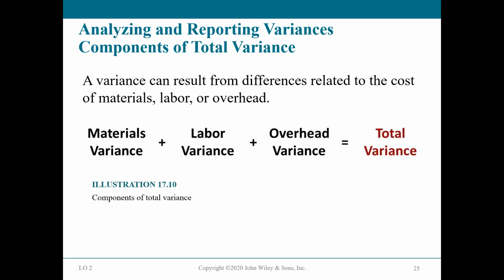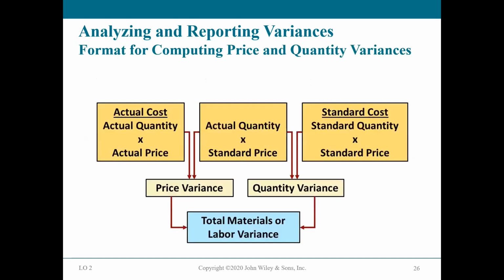Now that we know what the total variance is, there are different components in here that drive that variance. There could be a materials variance. How much more money did you spend on materials? A labor variance, and an overhead variance, and that determines your total variance. And because you have standard pricing and standard expected quantities, you can actually break that down into a price variance, because your price per unit changed, or did you use more or less quantity? So you might have a quantity variance or a price variance, and that gives you your total materials variance.